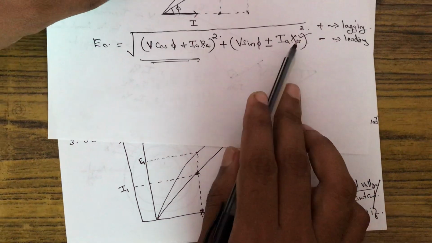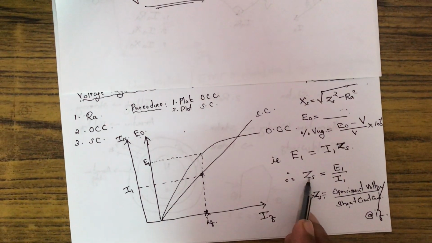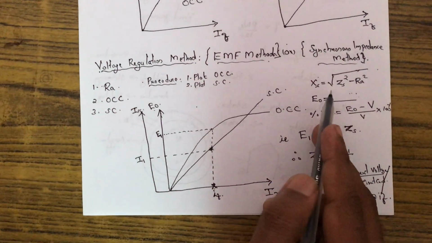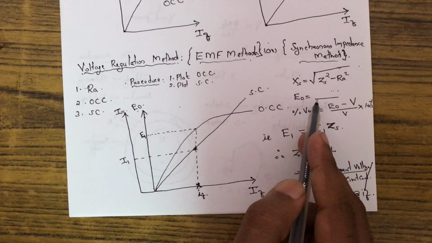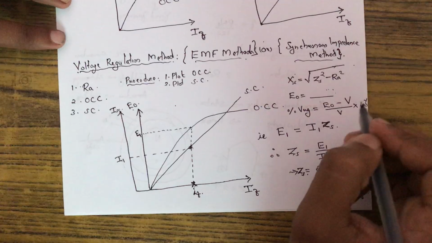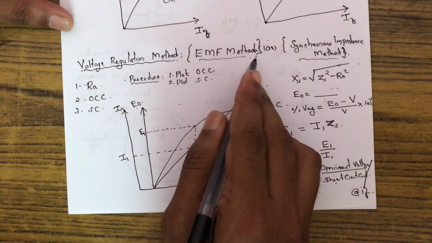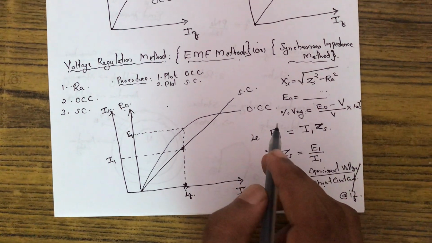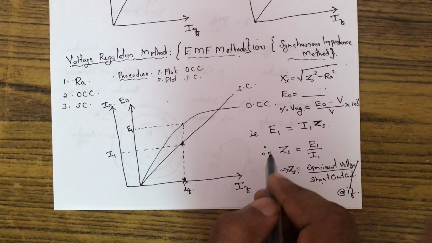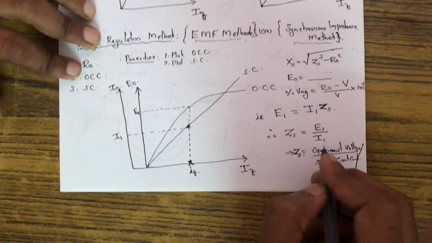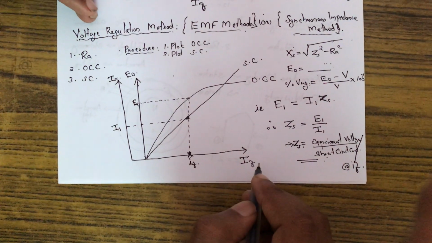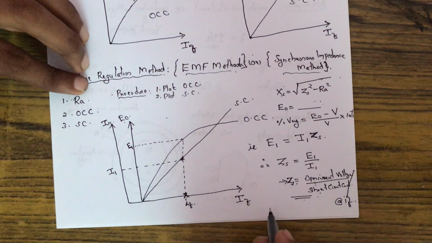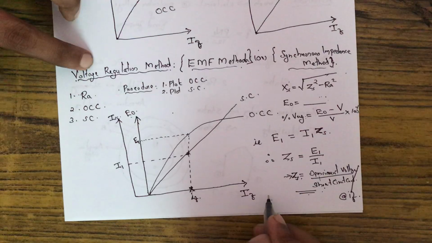So we have to find the value of XS, therefore we have to find the value of ZS by this method. Then if we get the value of ZS, we can formulate XS and put it into the equation of E naught. By this method we can find the value of voltage regulation. However, the value of ZS found by this method is more than its actual value. Therefore this is not a correct method.